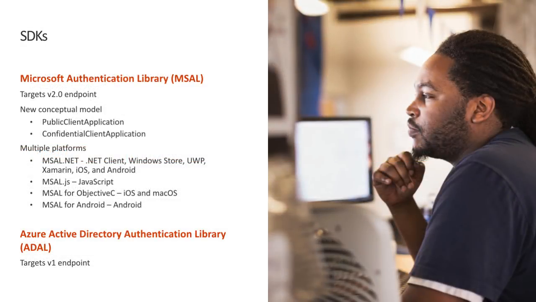Now, as there are changes in the protocols between V1 and V2, this is going to require a change in the SDK and a new conceptual model as well. The public client application uses a registered client ID. The confidential client application has a secret, which is a client secret or an X509 certificate. The Microsoft Authentication Library, or the MSAL, is considered to be the successor to the Azure Active Directory Authentication Library, or ADAL. This module is focusing on MSAL and the Azure AD V2 endpoint for the Microsoft Graph, not using the ADAL library or the V1 endpoint.